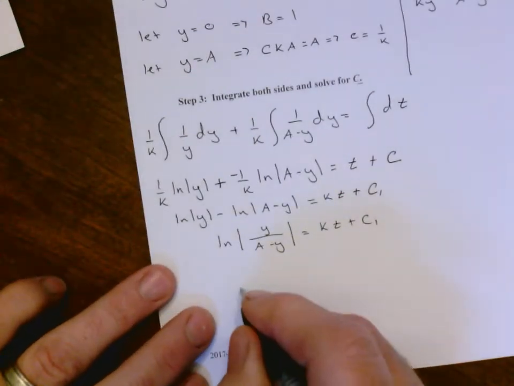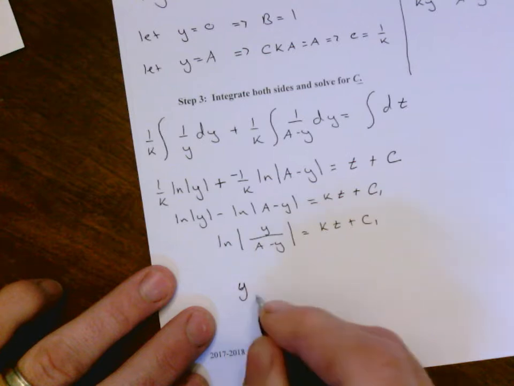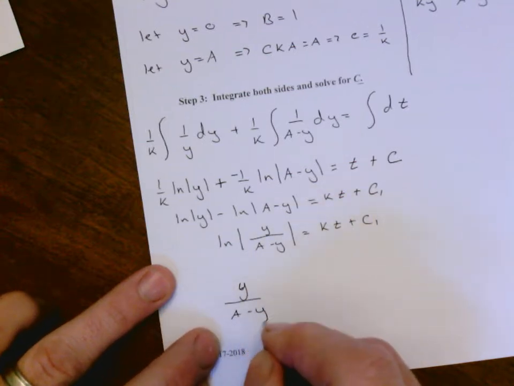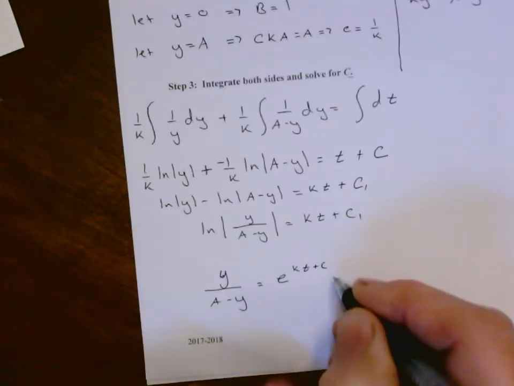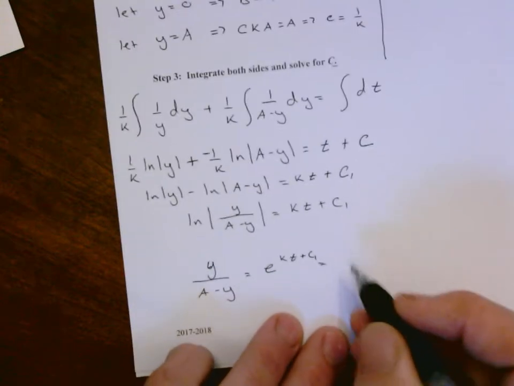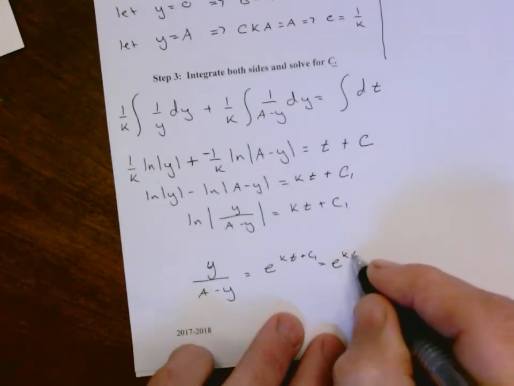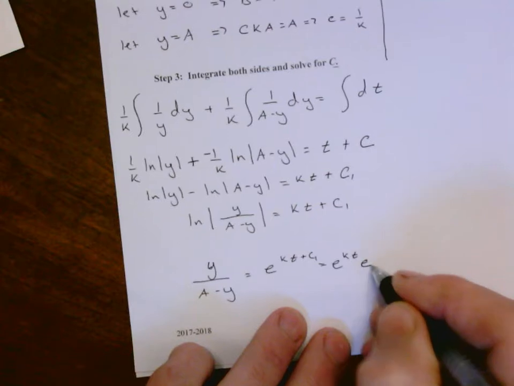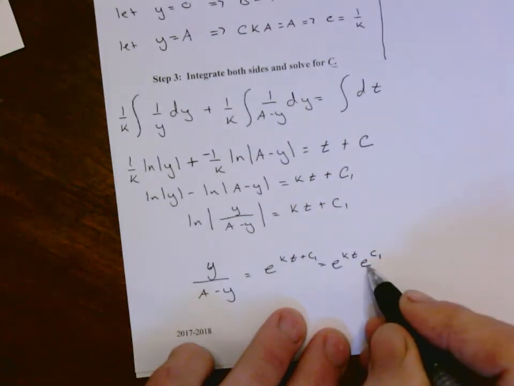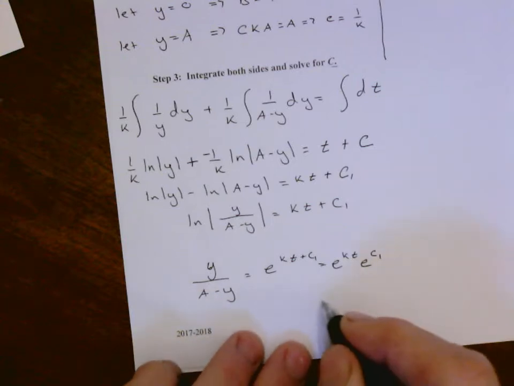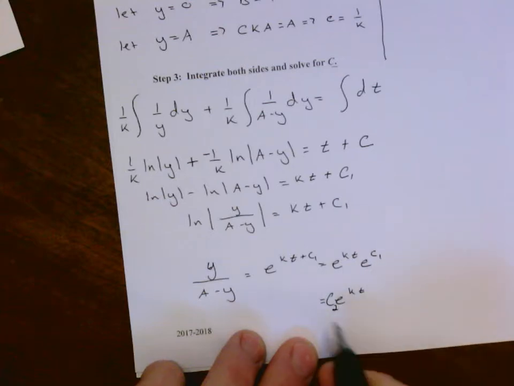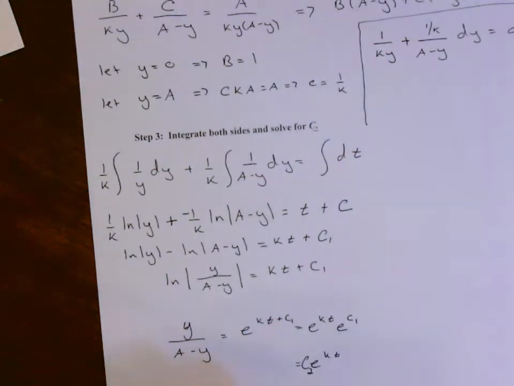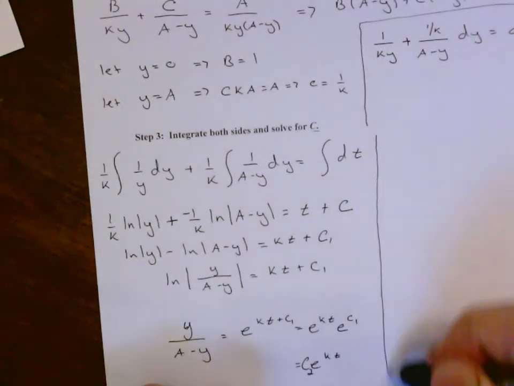Okay, exponentiating this, you have y all over a minus y is equal to e to the kt plus c1, which is equal to e to the kt times e to the c1. Now e is a constant, c1 is a constant, so that's just another constant. So this is equal to e to the kt times some constant c2. This is the c that I'm going to try and solve for. That was what the original problem was asking, is to solve for c.